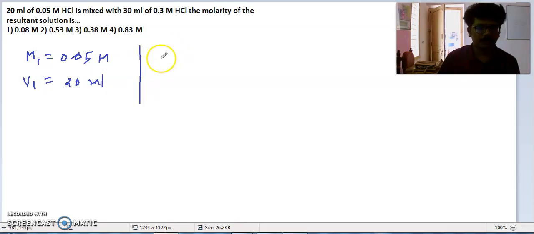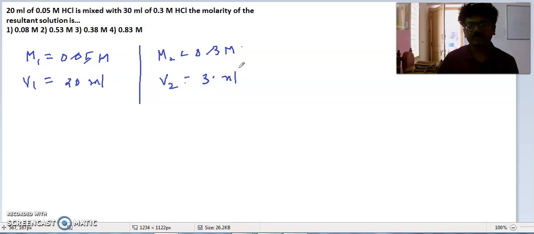Now this solution is mixed with another solution which is also HCl, but its molarity is different and the volume is also different. So M2 I am writing, that is 0.3 molar, and V2 is 30 ml. So this is a simple resultant solution. What must be the molarity? I will not tell you the answer here, but I am just telling you the formula, a simple one-step formula.